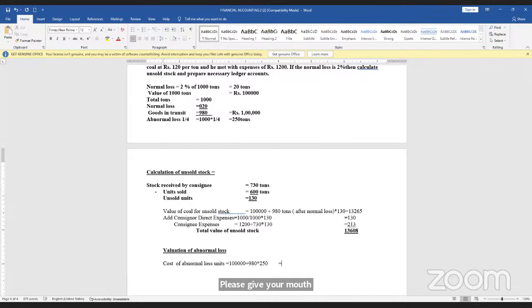25510. Very good. Right? Now to this, same like unsold stock, you are supposed to add the consignor direct expenses.